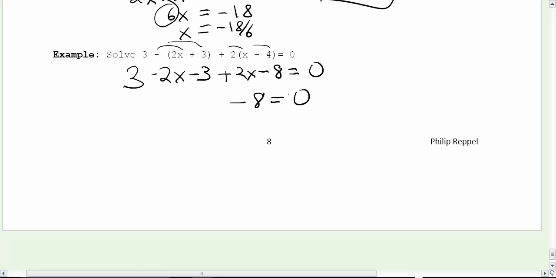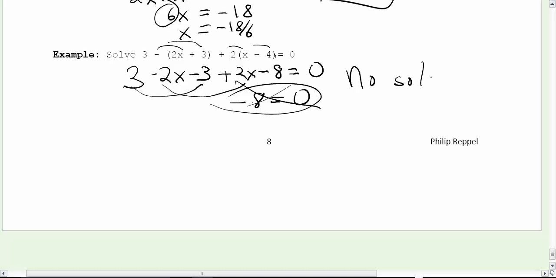Now you haven't encountered this yet, if you're doing this for the first time. When you get something like this, it tells you there's no solution to this problem. I did everything correct, right? Let's check. Minus 2x minus 3, 2x minus 8. The 3's cancel. 3 minus 3 is 0. Minus 2x plus 2x is 0. I'm left with minus 8. On the right-hand side, I have 0. Minus 8 is not 0. This one has no solution to it. Sometimes you don't have solutions. Okay? And there you go.